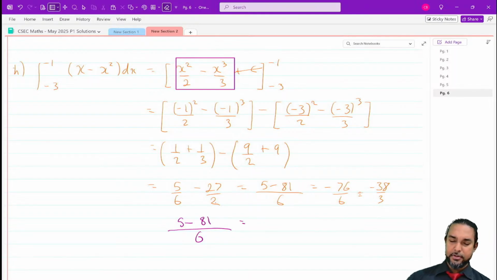Check it again for me now. Check it with a calculator. See if you plugged it in correctly, because this would be almost minus 13. It's like minus 12 and 2/3 or something.